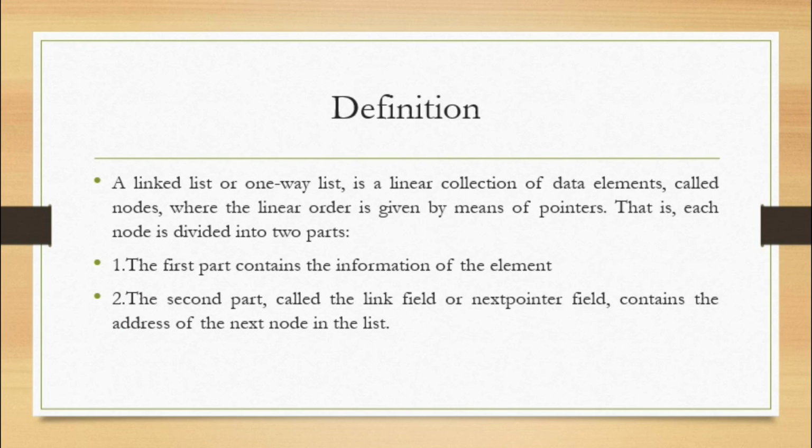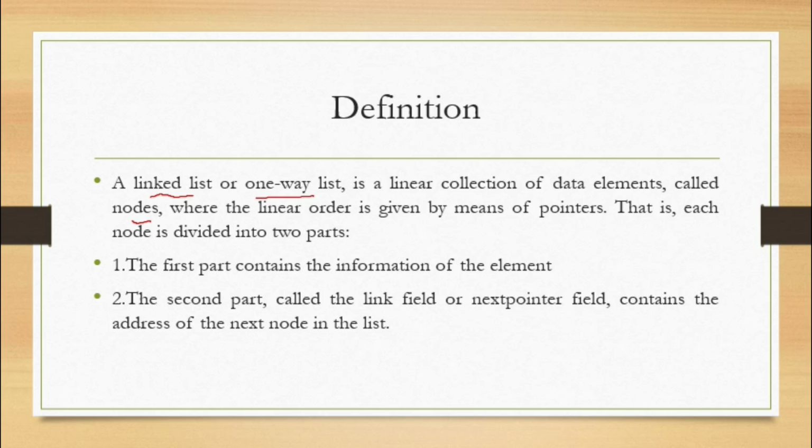So in today's class, let us learn about the linked list. Here in this we are focusing on the singly linked list. A linked list, also called a one-way list, is a linear collection of data elements called nodes, where the linear order is given by means of pointers.